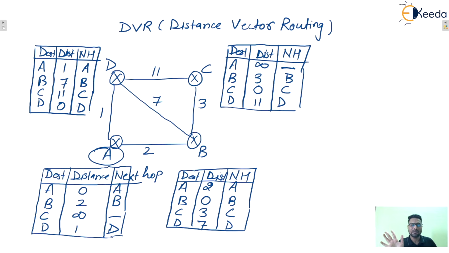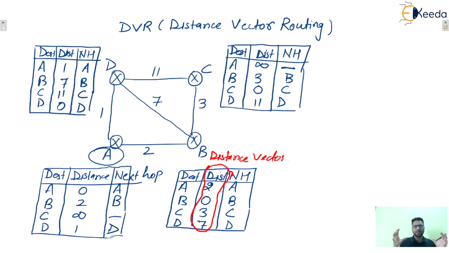So whenever any link is down, the entry corresponding to that particular link will be infinity in the neighboring routing table, isn't it? Okay. Now in this process, this second field, that is distance, is known as the distance vector. Vector means some array in computer science, isn't it? So this field is known as the distance vector.